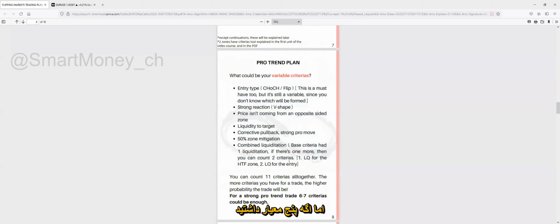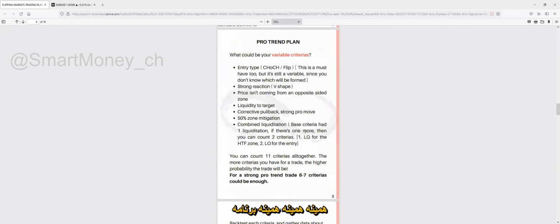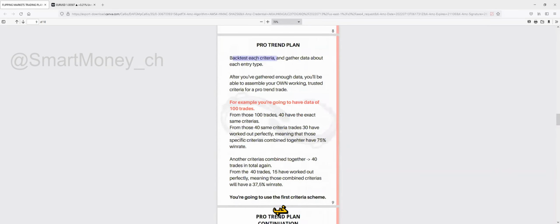I will delete the 6 from here and I will write 7 or 8 criteria. So if you have 5 criteria, 4 criteria, 6 criteria, you're not going to enter. As soon as your criteria reaches 7 or 8 or 9, you're going to enter. That's it for the pro-trend plan. That's easy. Backtest each criteria and gather data about each entry type. After you've gathered enough data, you'll be able to assemble your own working trusted criteria for a pro-trend trade.